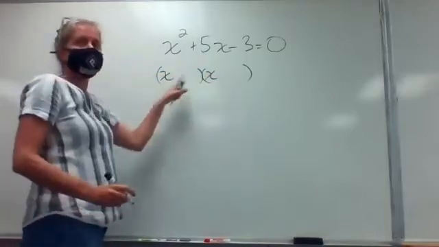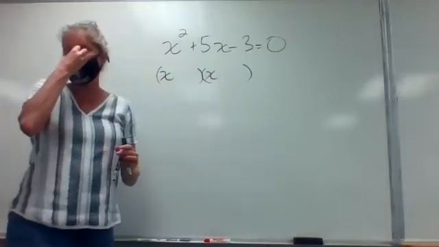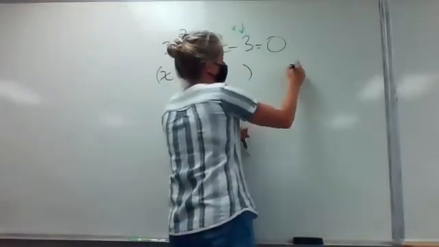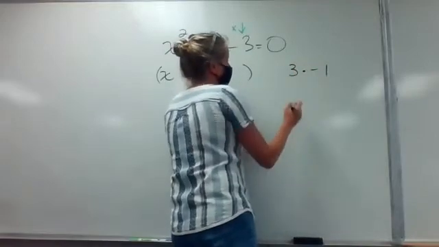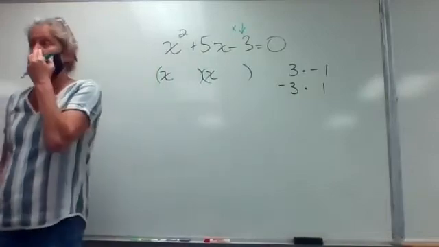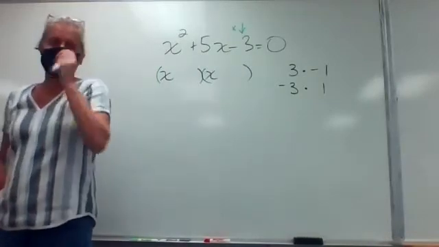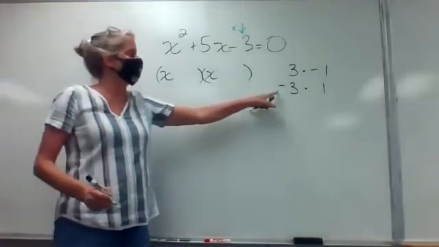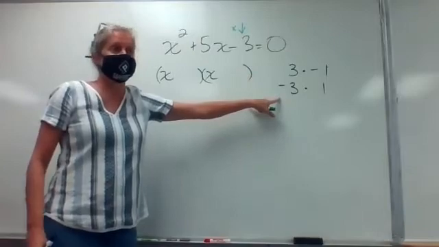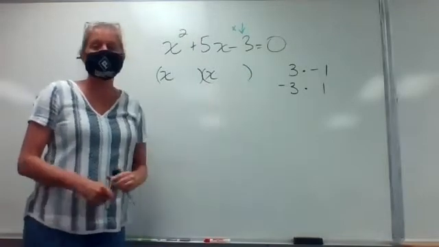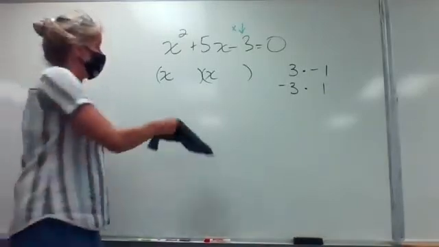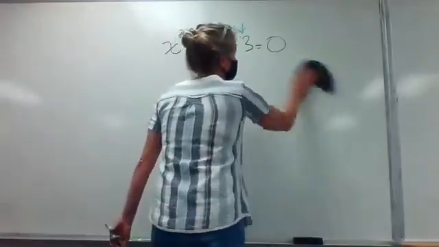But now remember, these two numbers have to do what two things? They have to multiply to equal -3. So let's see how I would do that. 3 times -1 or -3 times +1, right? That's how you multiply to get -3. But what do those numbers also have to do? Add to 5. Which one of those pairs does that? Neither one of them. So that's why we have the quadratic formula, because it's not factorable. You can't solve it by factoring.